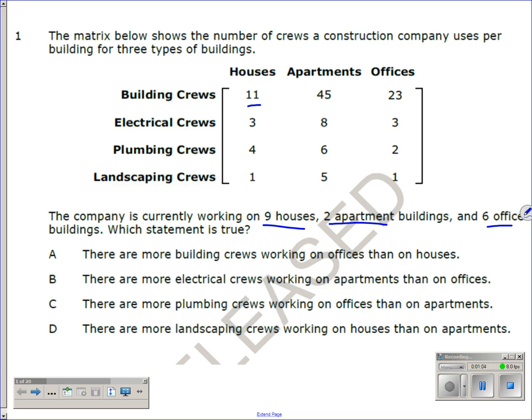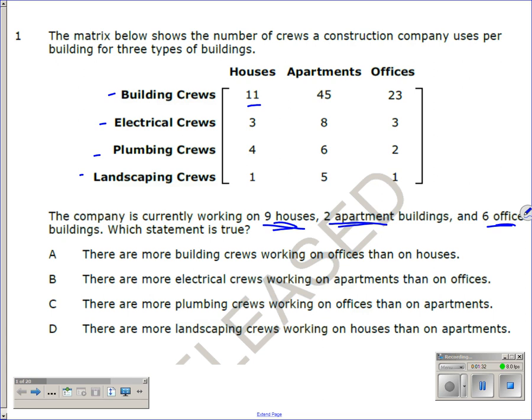Which statement is true? Well, more building crews working on offices than on houses. Electrical crews working on apartments than on offices. Plumbing crews, landscaping crews. It's giving you a comparison between each of the 4 crews, between houses, apartments, and offices. All you have to do is go through and see which one's bigger. But you just got to understand how to do it. So what do I do? How do I figure that out?